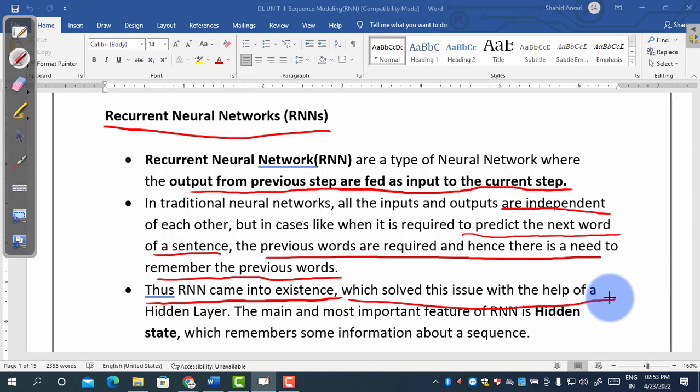In this case, we also have hidden layers. The main and the most important feature of RNN is your hidden state. Here the most important thing to remember is the hidden state. In the hidden state, we can store information, which remembers some information about the sequence. Whatever the information is, it is stored in the hidden state. The hidden state holds the information of the hidden layers and of the output layer about the previous words. So one of the very important things in the recurrent neural network is your hidden state.